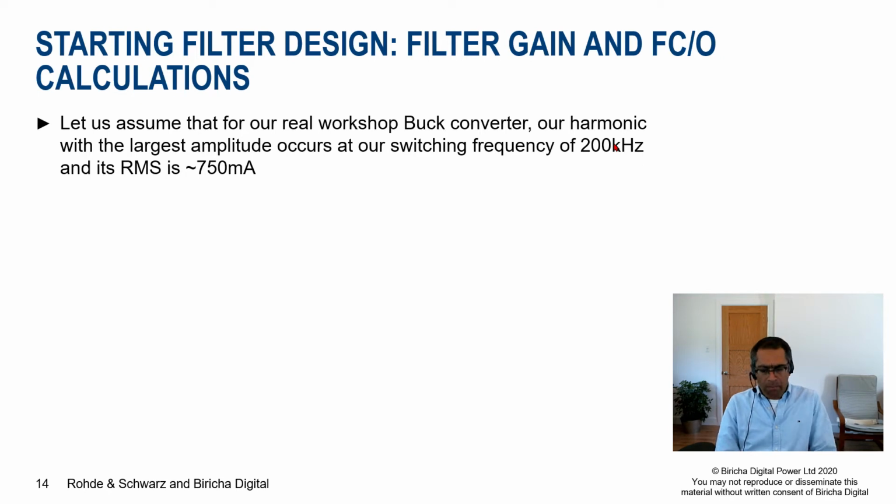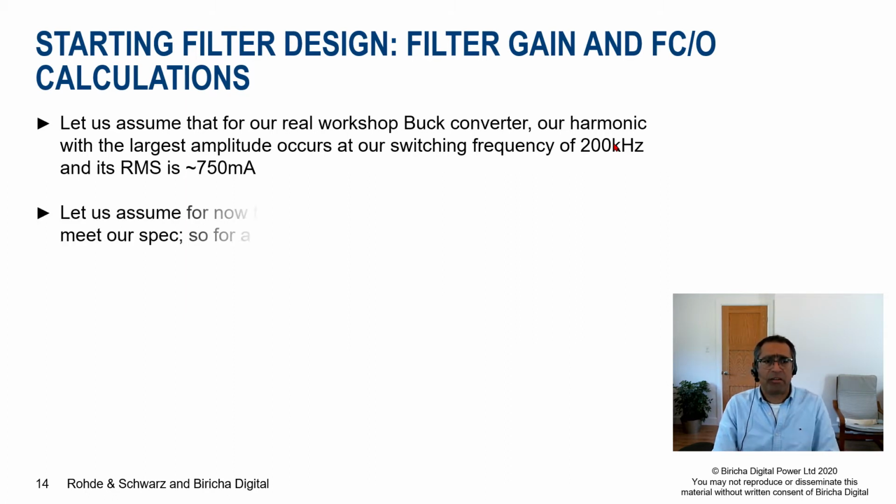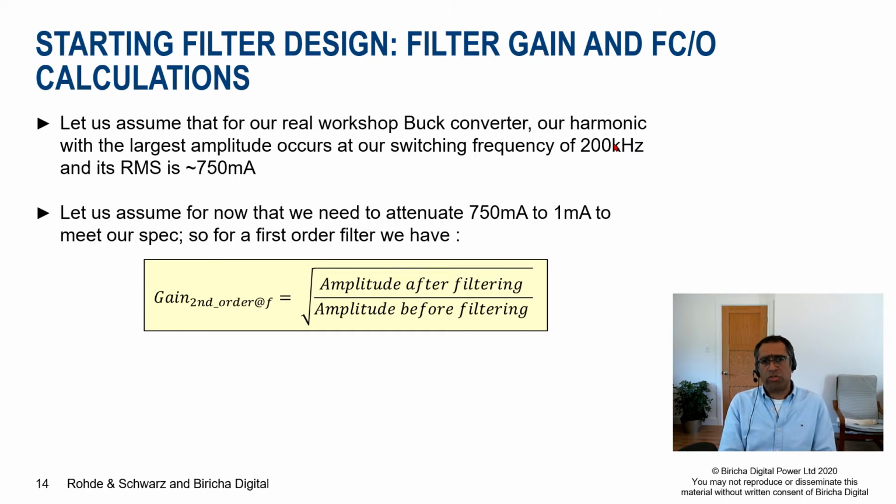Now, in the previous example, we said that we are going to have a cutoff frequency of 10 kilohertz. Where did that come from? Let us assume that for the workshop converter, or the one that I'm going to shortly demo for you, our switching frequency is 200 kilohertz, and at 200 kilohertz, the RMS value for the 200 kilohertz harmonic component is 750 milliamps, right? Let us also assume that we are going to have to attenuate this from 750 milliamps down to 1 milliamp, just for simplicity of the example, in order to pass whatever standard.